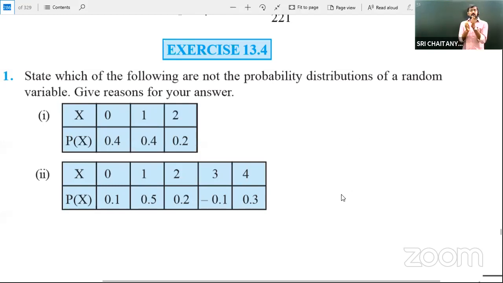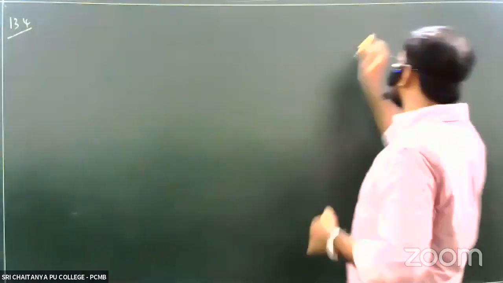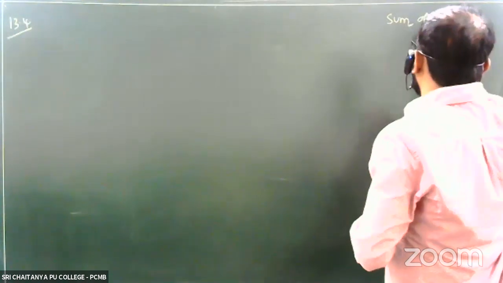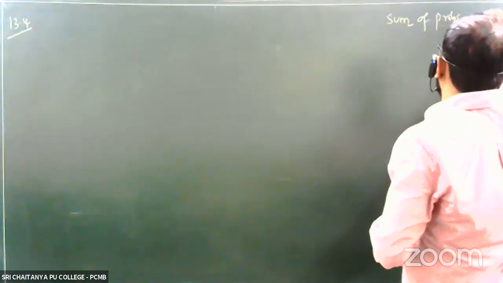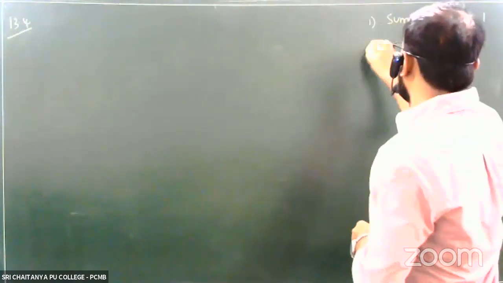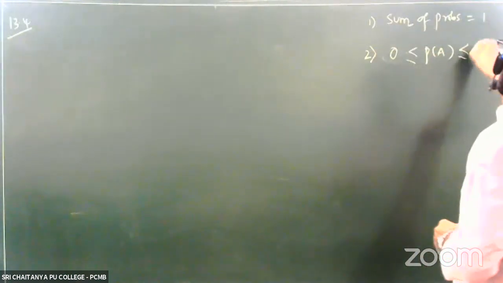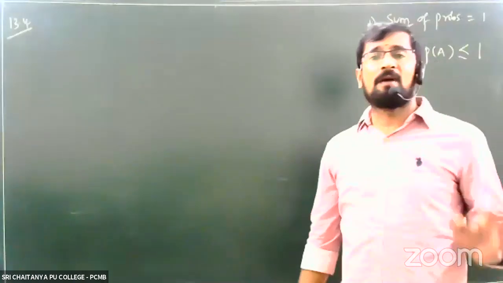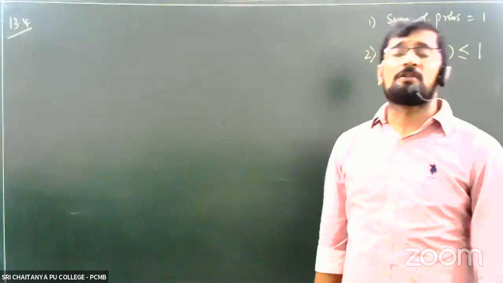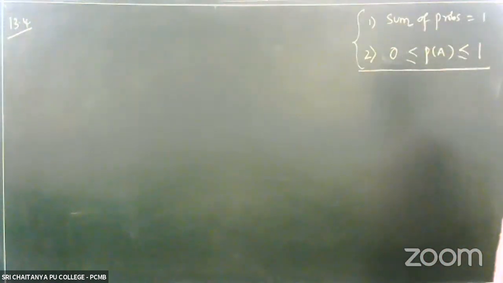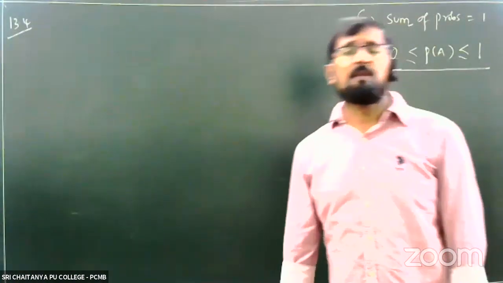The given problem is said to be probability distribution if and only if the sum of probabilities is equal to 1. You should remember, sum of probabilities is equal to 1, the first rule. The second rule, probability of any event, probability of capital A should lie between 0 and 1. You should not get above 1 or below 0, means it should not be negative. If these two rules are known to you, then 13.4 is very easy to do, right?